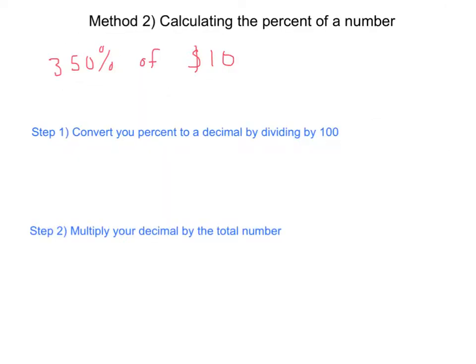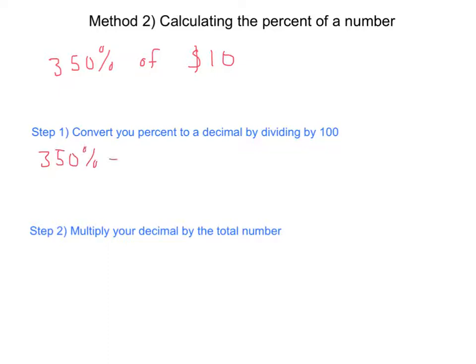So now it says method 2, calculating percent of a number. This is the method where we're not going to use mental math. We're going to use our calculations. What we're looking at is 350% of $10. Step 1 says convert your percent into a decimal by dividing by 100. We've got our percent here, which is 350%.